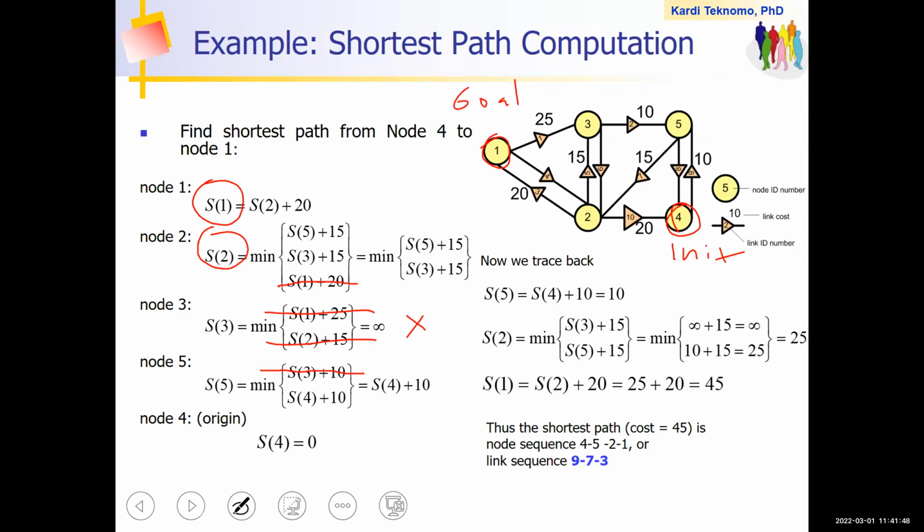Okay. And then the last one is node 4. But this is the origin, so S4 is 0. And then now we do backward computation. Okay, that is easy. Just put it back. S5 equals S4 plus 10, S2 equals the minimum of this. And then finally you get F1 is 45, and you can get the node sequence. Okay, up to here. Is there any question?